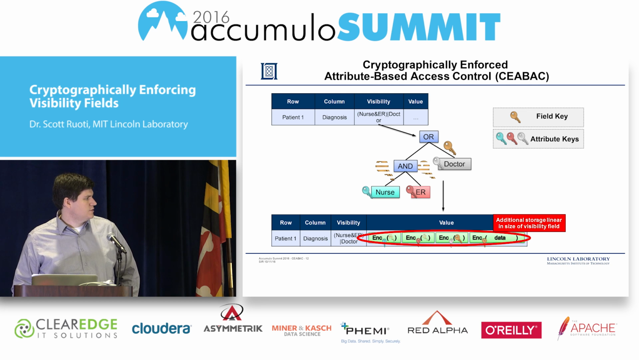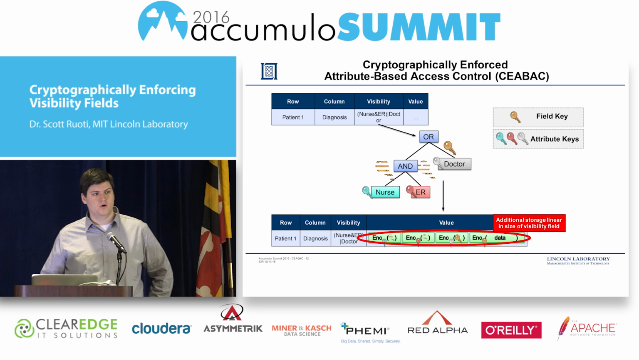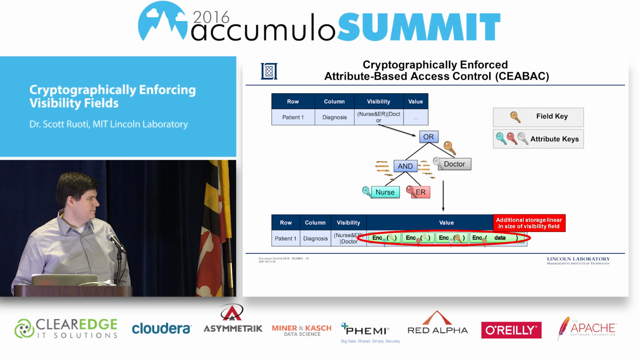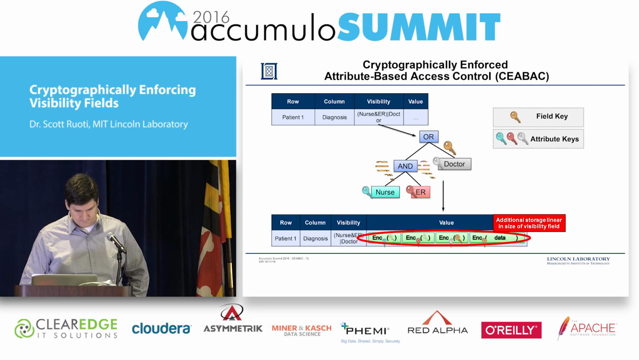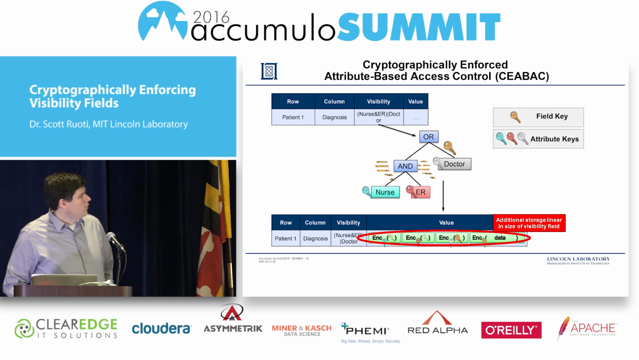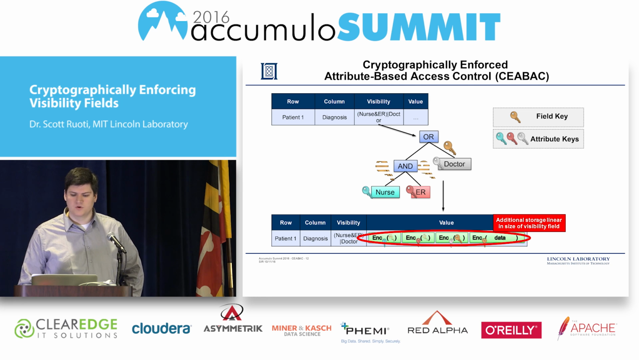So what we want to do is figure out what our approach was to cryptographically ensure that access control, according to visibility expressions, was appropriately enforced, so that only the clients that have those appropriate attributes will be able to access that data. So what we did is something we call cryptographically enforced attribute-based access control, or CEABAC for short, in case you hear me use that acronym. I might slip into it.